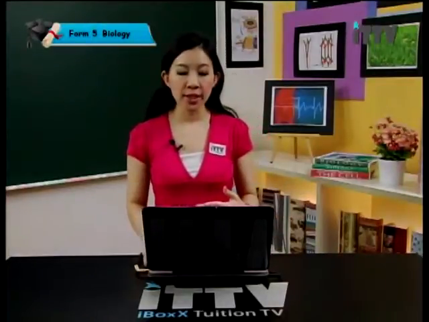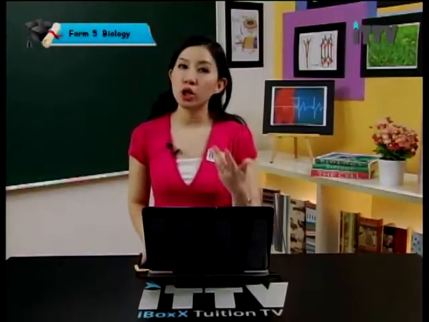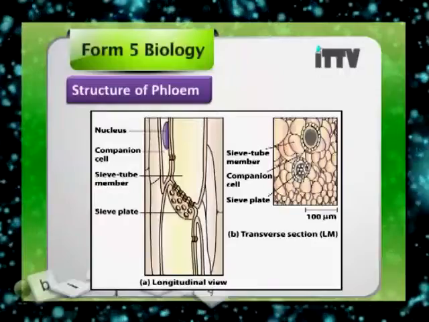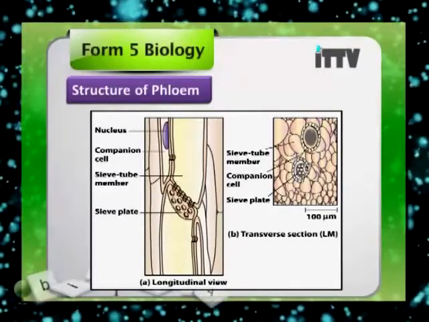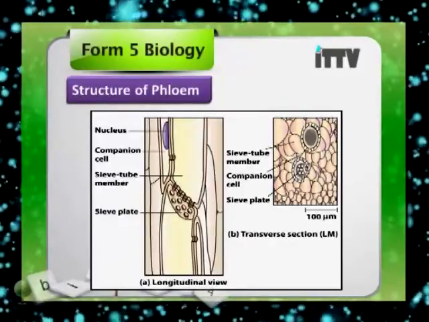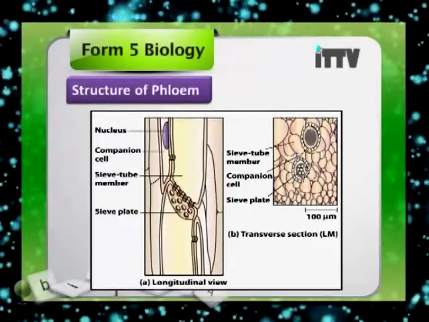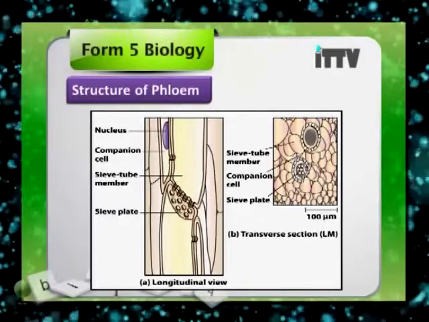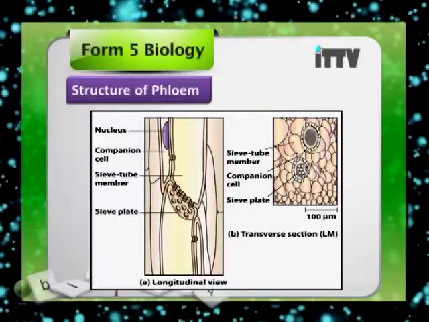Moving on. So we finished the structure of xylem, which consists of the vessels, tracheids, and parenchyma, but I didn't dwell too much on parenchyma cells. Now let's move on to phloem. As you can see in the diagram, there is a very nice structure of the phloem, where it consists of sieve tube members and companion cells which contain a nucleus. And at the end of the sieve tube, you have a sieve plate, and that's the longitudinal view.